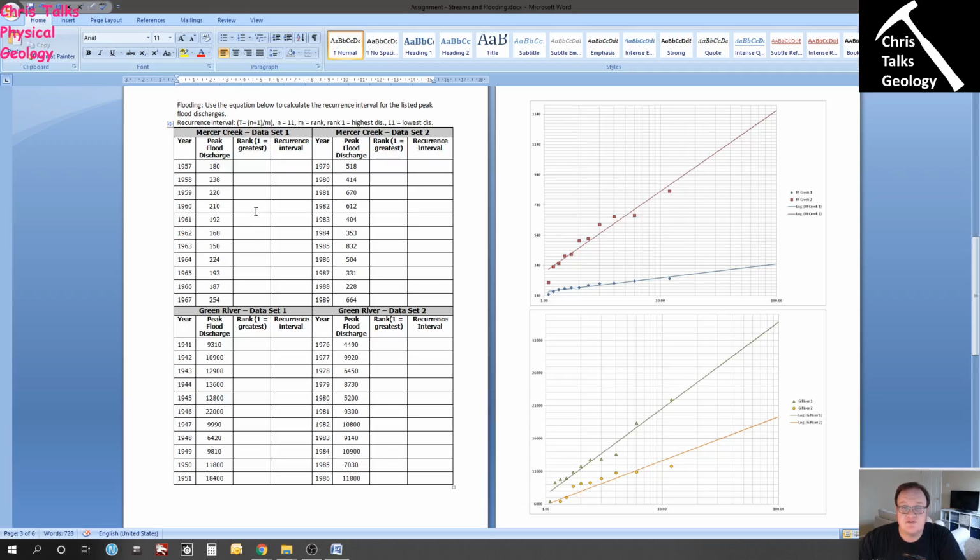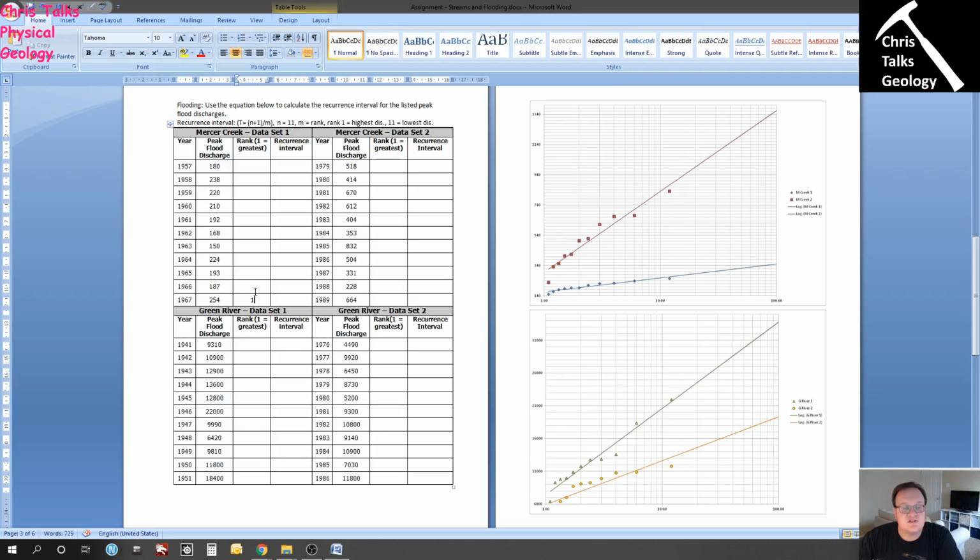Well, the first thing we're going to do is rank the size of the discharge. So for the peak flood discharge, we're going to look for the largest number. What's that going to be? 254 there. Is that going to be the largest? Let's just double check. Yes. And so the largest one is going to get the rank of 1. Excuse Rupert in the background.